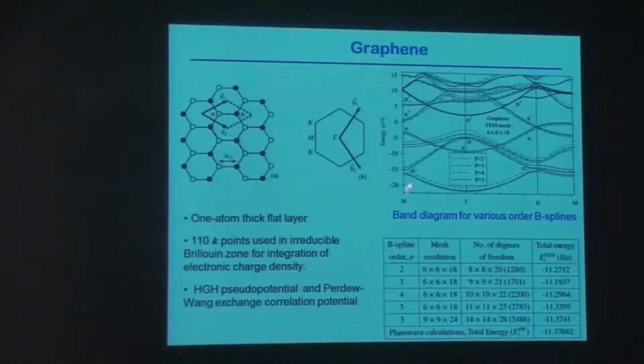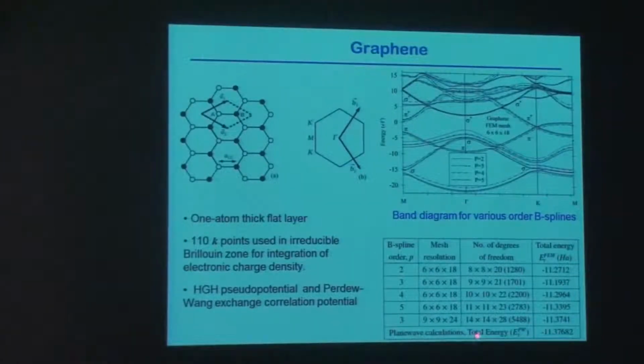This figure is the band diagram for various order B-splines. This is the P refinement feature, P equal to 2, 3, 4, 5, and we see that between 4 and 5 we get fairly resolved pi and sigma bands. One way of looking at the accuracy of the method, one measure of accuracy, is the energy of the system.